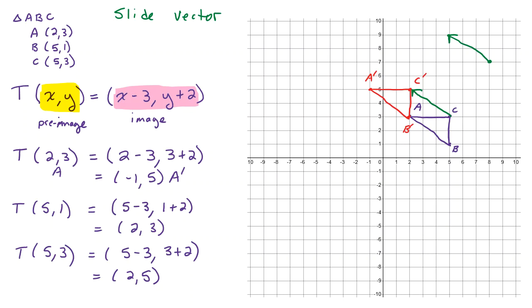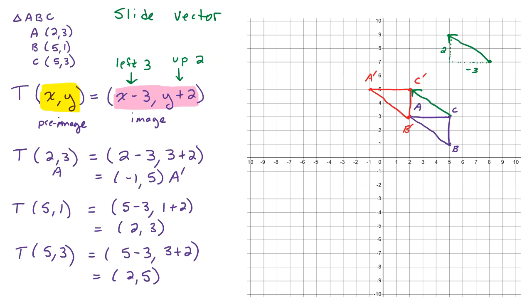And so this type of formula right here, if you take your x value and add or subtract something to it, and your y value and add or subtract something to it, you're going to get a slide. Because what is it doing? Well, it's taking the x value and it's subtracting 3. So what does that do? Well, it moves everything left 3. It's taking the y value and it's adding 2. So it's moving everything up 2. And that's exactly what we see here. This transformation moves everything left 3 and up 2.